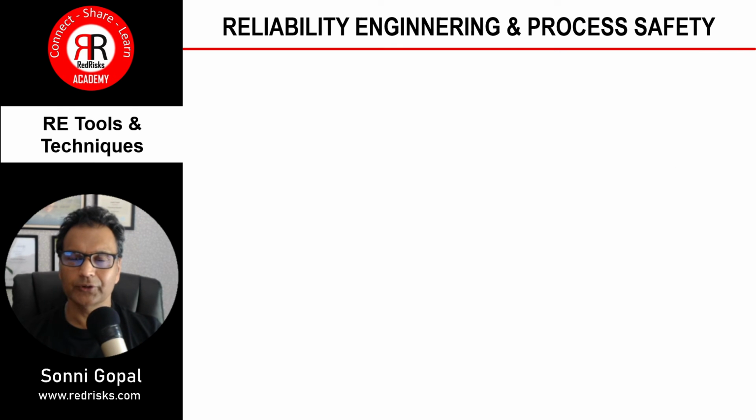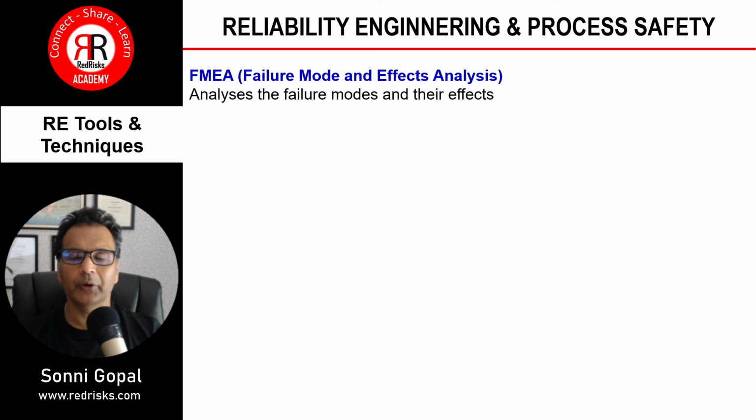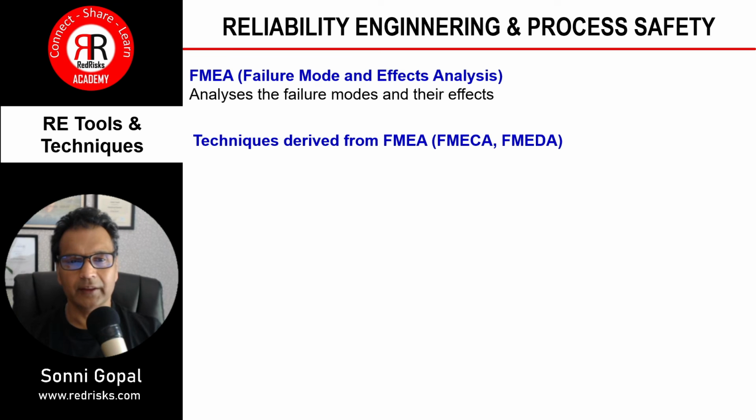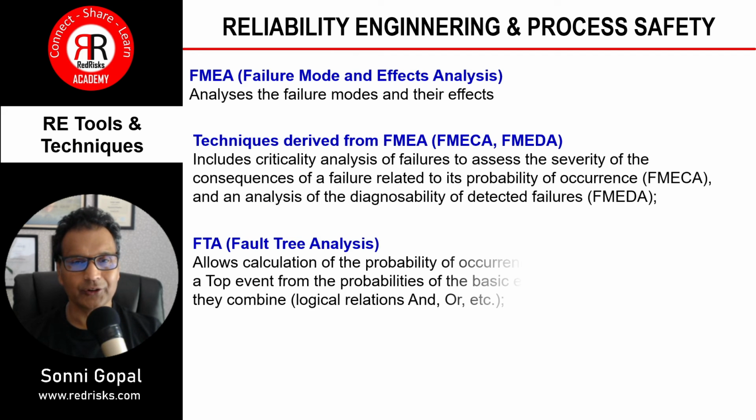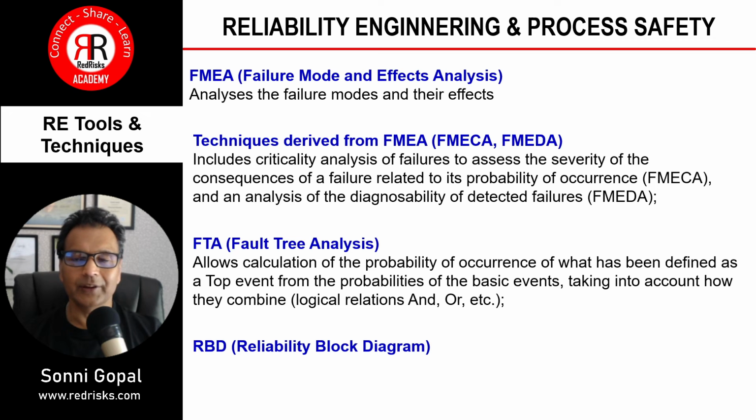There are lots of tools that we can use in reliability engineering and also in process safety. I'm just doing a quick touch and go here just to give you a feel for these things. FMEA is failure mode and effect analysis, which we can use in reliability engineering. There are also things like FMECA, FMEDA. As if I haven't drowned you with enough acronyms, I'll throw a few more in there. And there's of course fault tree analysis and reliability block diagrams.